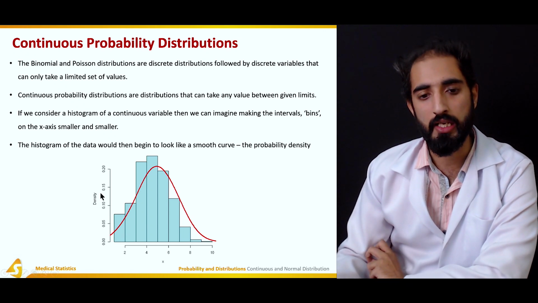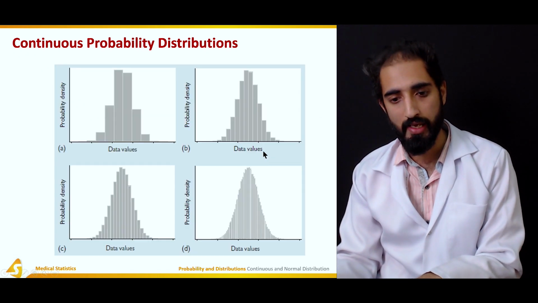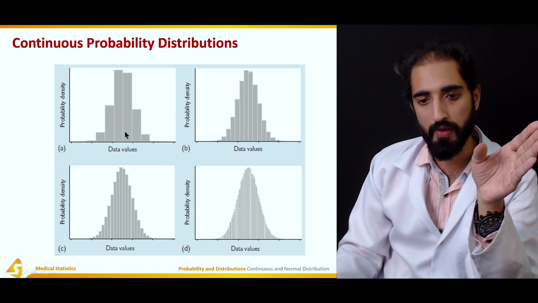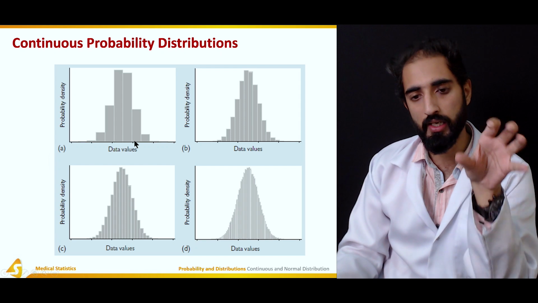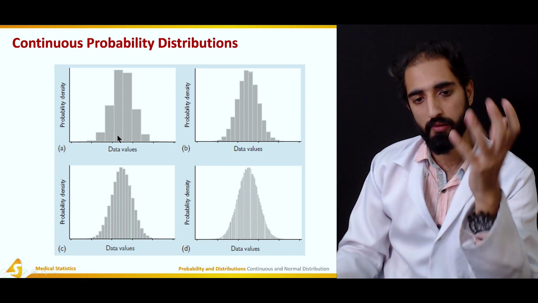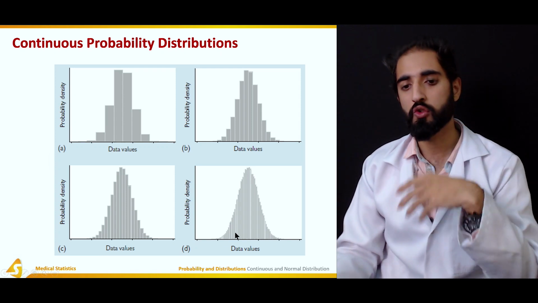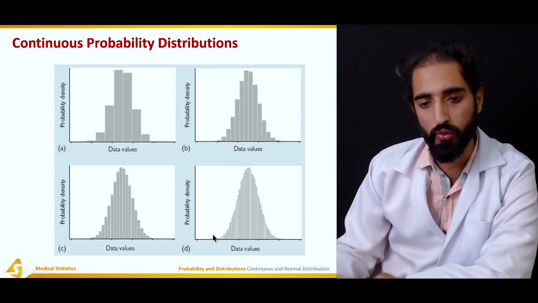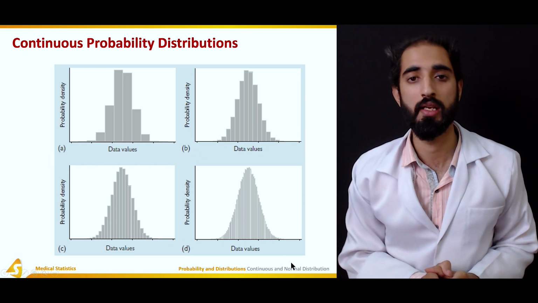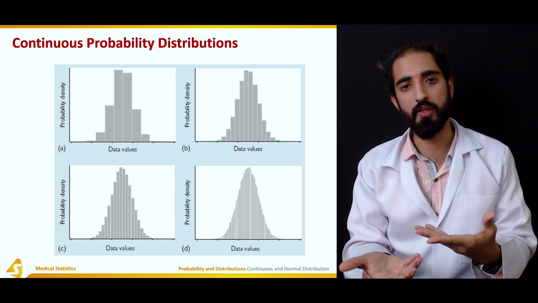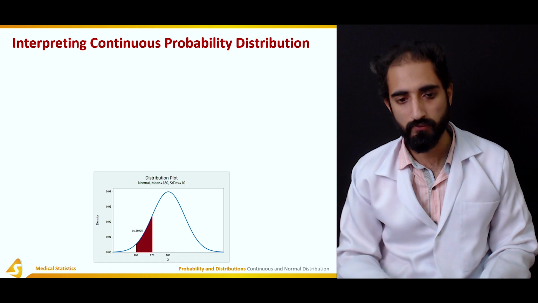So the histogram of the data would begin to look like a smooth curve, which is also known as the probability density. Here you can see the data values, and we are adding more and more bins to the same distribution: fewer bins, then a greater number of bins, then even more, and now there are so many bins that it looks like a curve instead of rectangles stacked together. That is how a continuous probability distribution looks and is used for continuous variables.